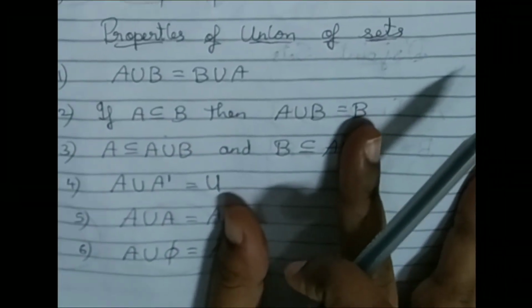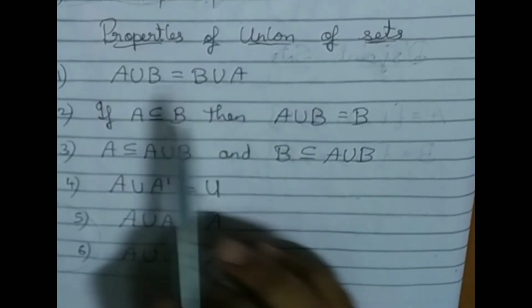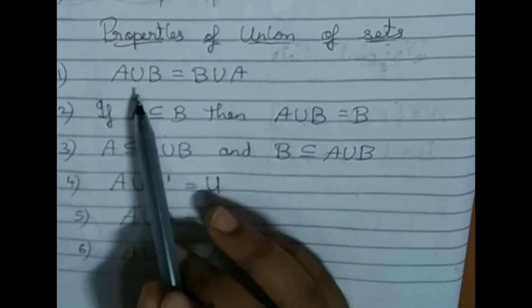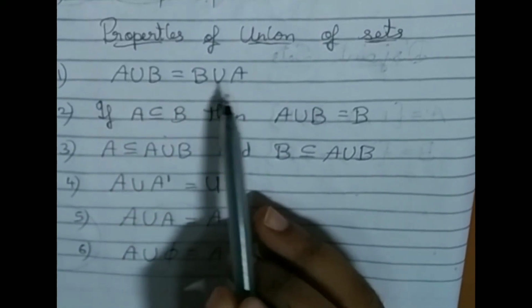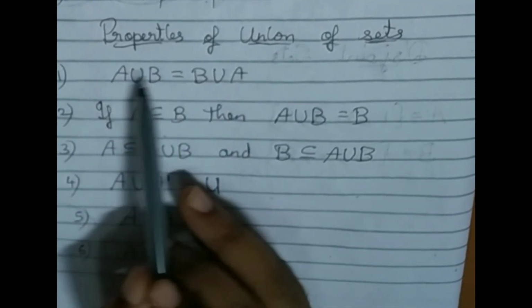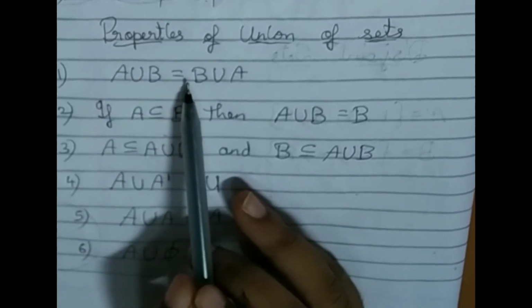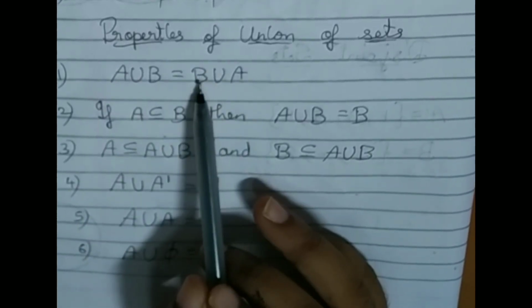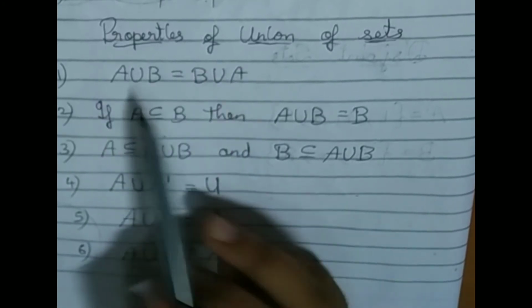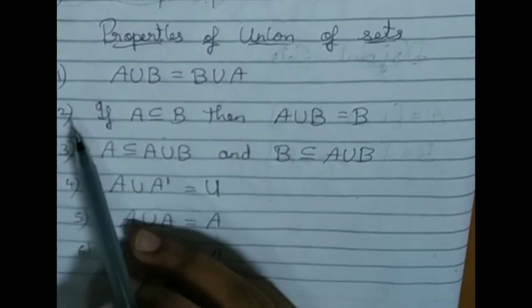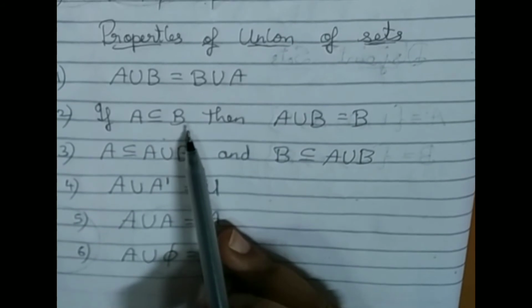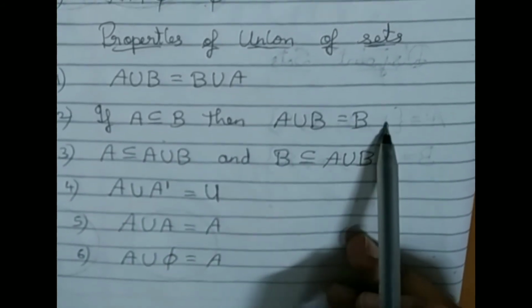Okay. We will see properties of union of sets. First property, A union B is equal to B union A. If we change the order, if we write first A then B, or if we write B and then A, both sets will be equal. Second property, if A is a subset of B, then A union B equals B. This property I explained just now with an example and a Venn diagram.